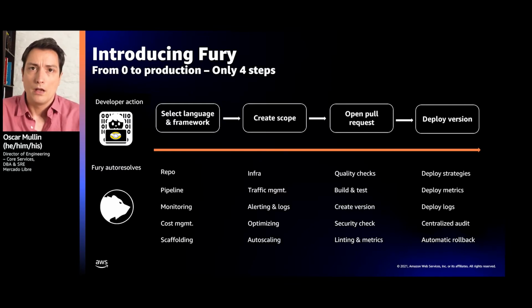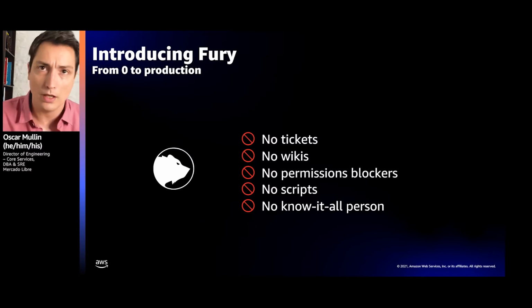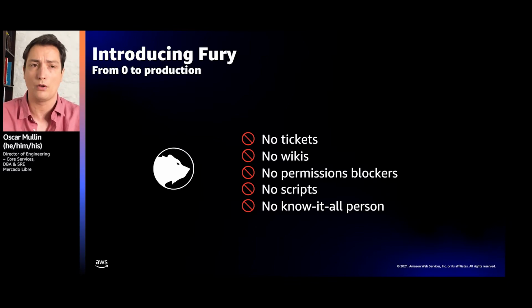So one of the key things or key mantras we wanted to have is having 0 of the things on the screen in Fury. We didn't want anyone to go through a myriad of tickets, wikis, permission blockers, a lot of distributed scripts, or a person that knows everything in order to have an application in production. It's a self-service platform for all of our developers.